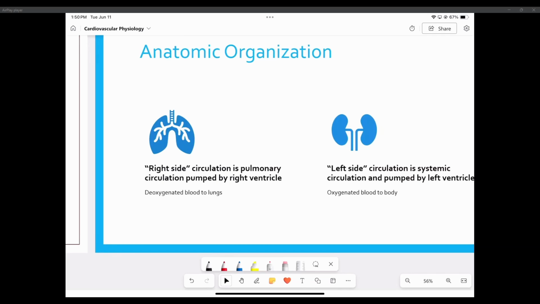Whenever we refer to the right side circulation, it's always pulmonary. Right side of the heart, right atrium, right ventricle pumps to the lungs. So we call that the pulmonary circulation, which is the right side. The left side is always the systemic circulation. It's going to the body. Left ventricle pumps blood to the entire body.